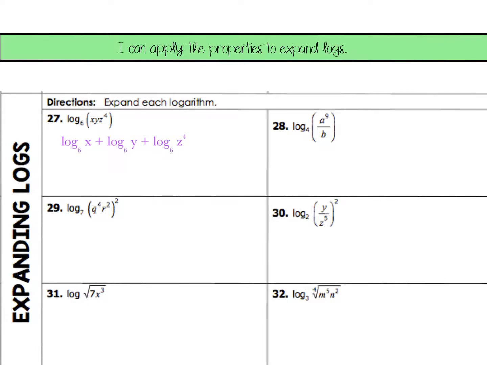So I found the operation that was happening, I connected it to its property operation, and now I've got to take care of any exponents. In this case, I see that there's a 4, I've got to put it out front. Once I bring that out front, my final answer is log base 6 of x plus log base 6 of y plus 4 times log base 6 of z because that exponent came out front.